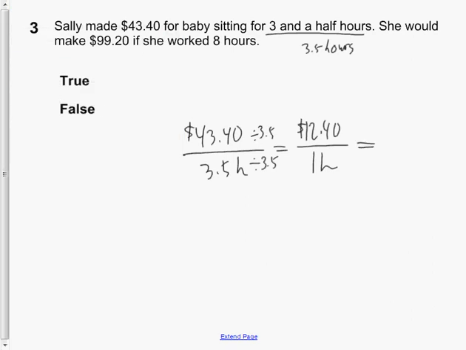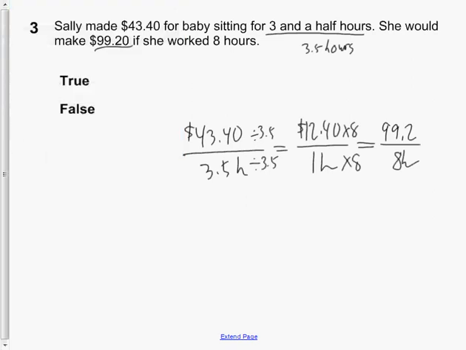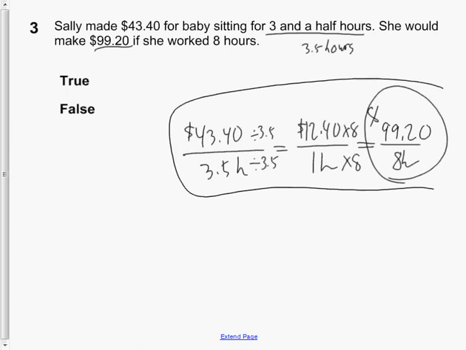Now it says she would make $99.20 if she worked 8 hours. Well, let's just double check that. If she worked 8 hours, I would take that hourly rate and multiply it by 8. I take my calculator, and $12.40 multiplied by the 8 hours she worked is 99.2. And therefore, if I put my zero there because it's money, then it's true because she is making $99.20 for 8 hours. And that would be the type of work you'd have to show to prove that it's true. Okay?